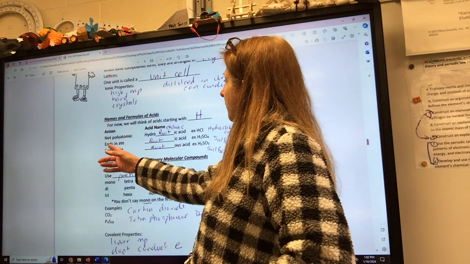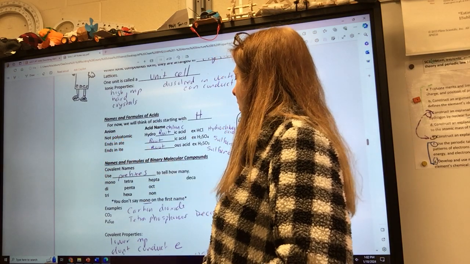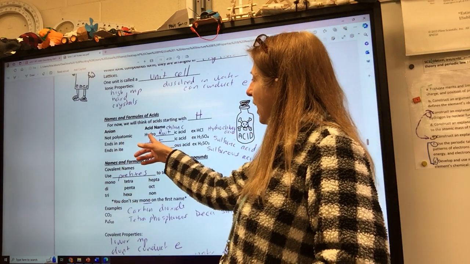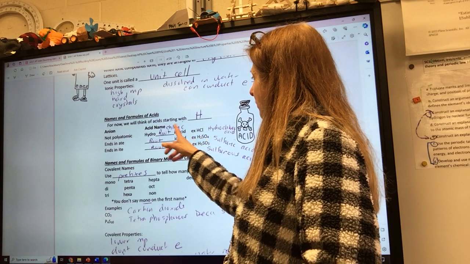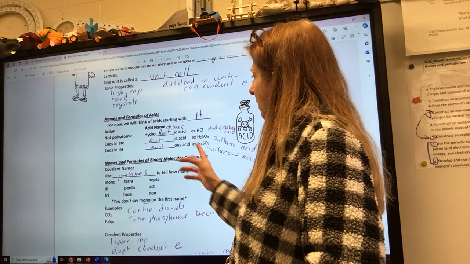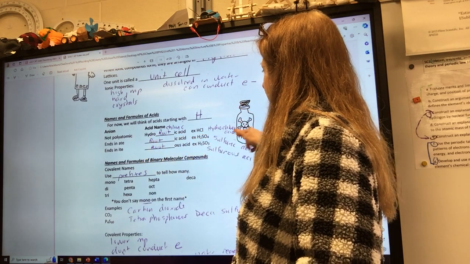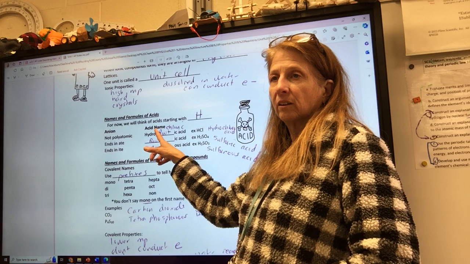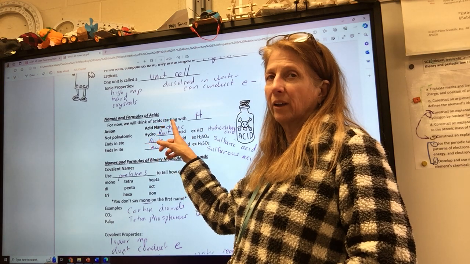And so if the anion is not polyatomic, then the name is hydro, the root word, and then ic acid, the root word of the anion. So like HCl is hydrochloric acid. So you got hydrobromic, hydrofluoric. Everybody good with that?